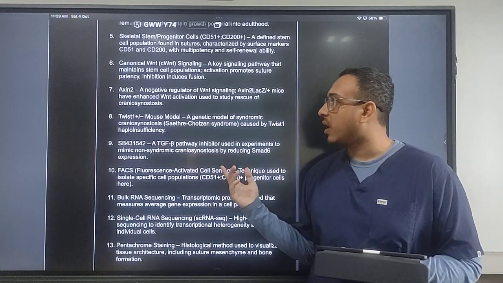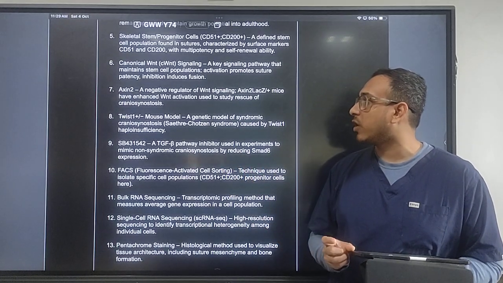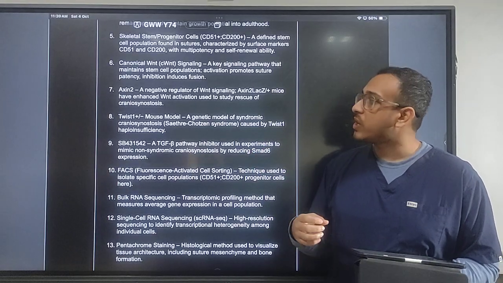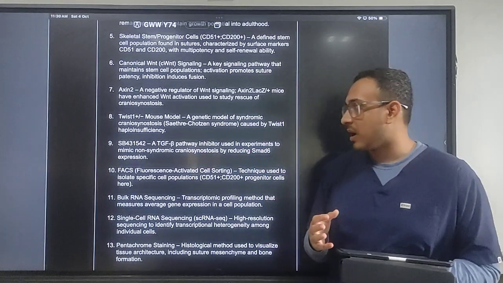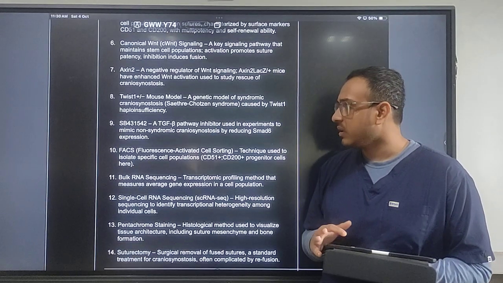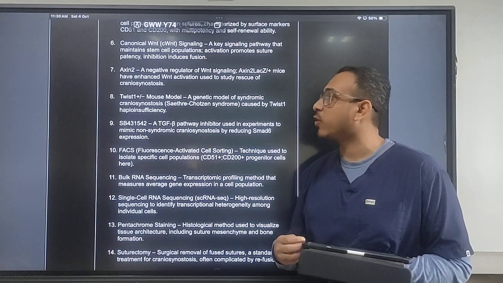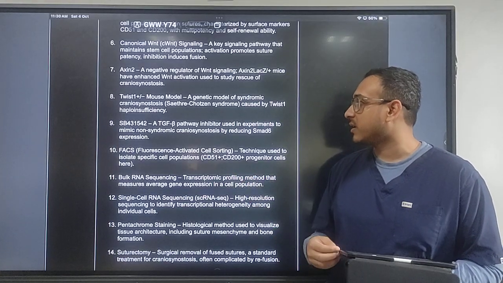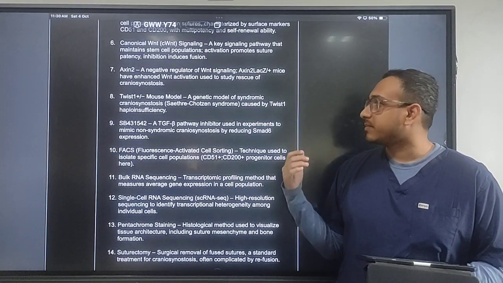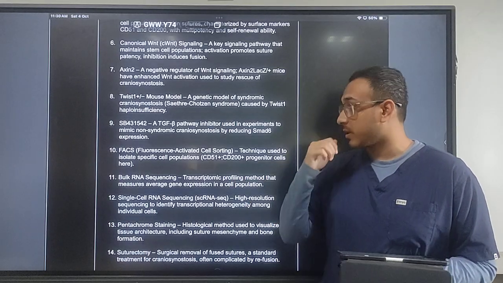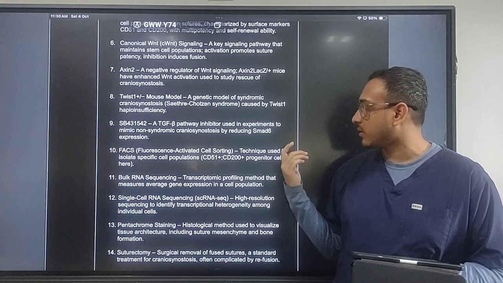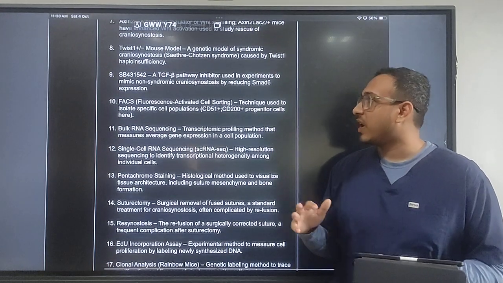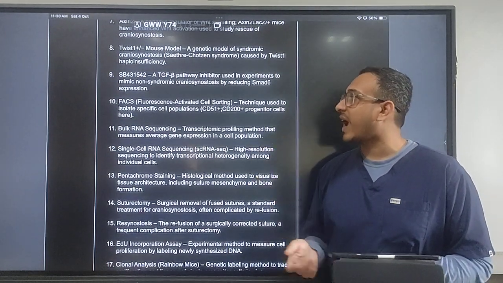The Twist1 mouse model is a genetic model of syndromic craniosynostosis caused by Twist1 haploinsufficiency. SB431542 is a TGF beta pathway inhibitor used in experiments to mimic non-syndromic craniosynostosis by reducing SMAD6 expression. The FACS is fluorescence activated cell sorting.